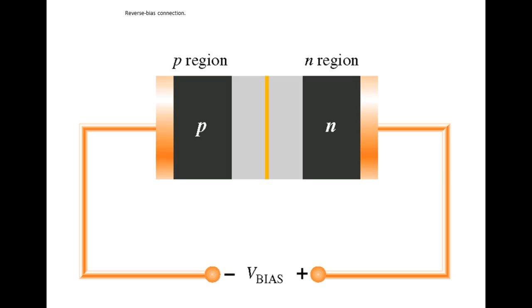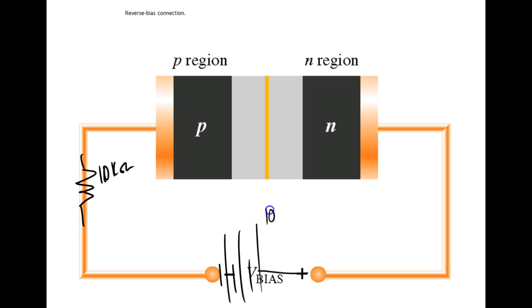So this is reverse bias, right? The depletion region gets what? Bigger. By the way, let's say I've got a 10K resistor right here, and over here I've got a power supply, with the negative pointing toward the N side. Let's say this is 10 volts. What would be the voltage drop across the resistor?